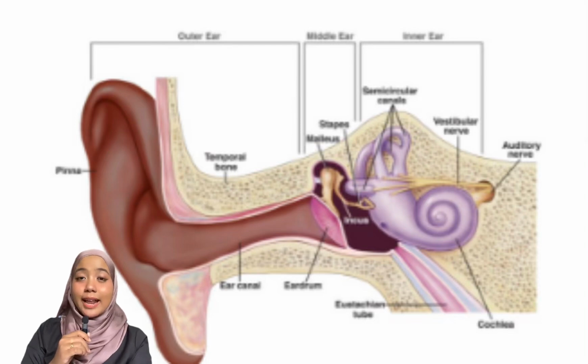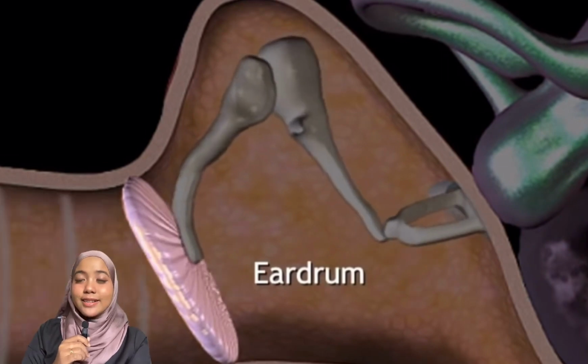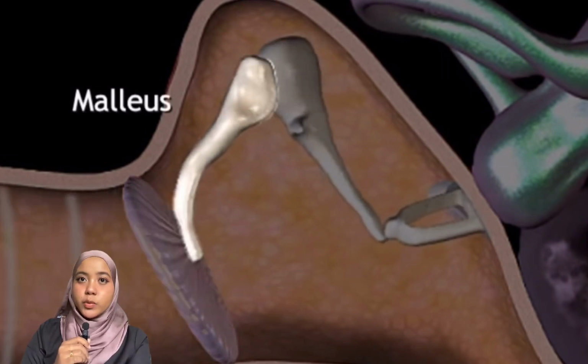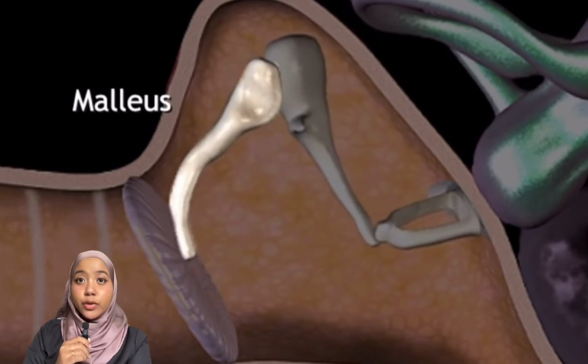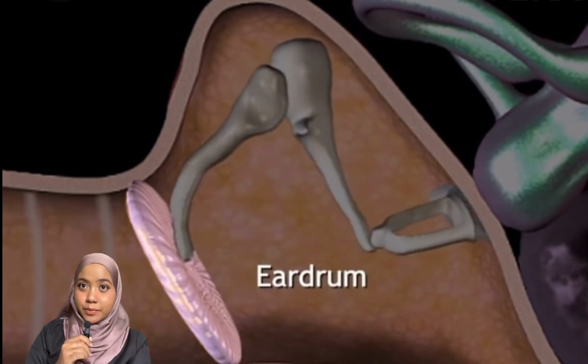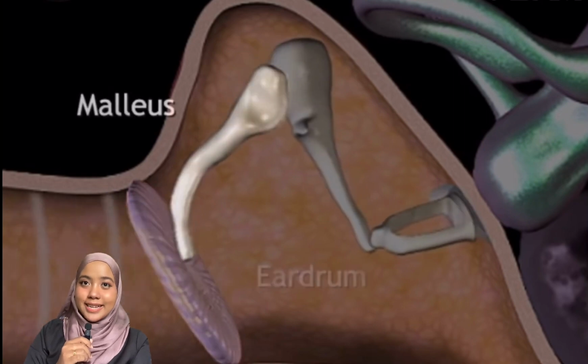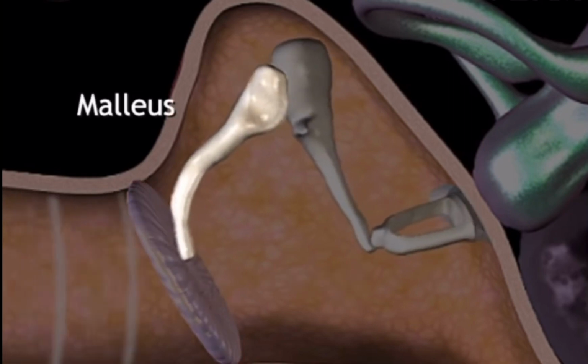So now let's look at how sound waves travel through the ear first. Sound waves enter the outer ear and travel through a narrow passageway called the ear canal. The ear canal leads to the eardrum. The eardrum then vibrates from the incoming sound waves and sends this vibration to three tiny bones in the middle ear, which are called the malleus, incus, and stapes.